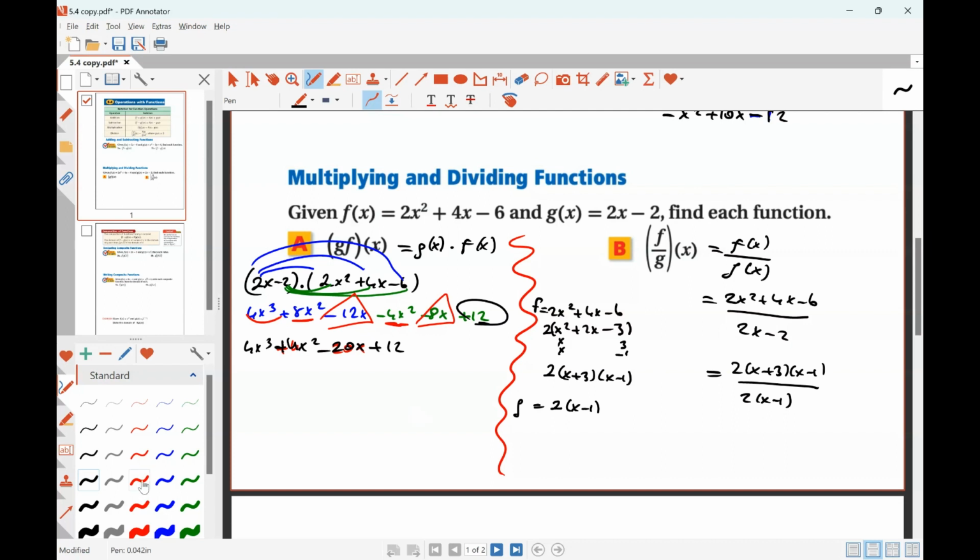Now I can simplify them easily because I have common factors. x minus 1 at the top, x minus 1 at the bottom, 2 at the top, 2 at the bottom. The result becomes x plus 3 when x is not equal to 1. Remember the definition, the denominator is never 0. So if x is 1, it is 0, so x shouldn't be 1. So when x is not 1, the answer is x plus 3.